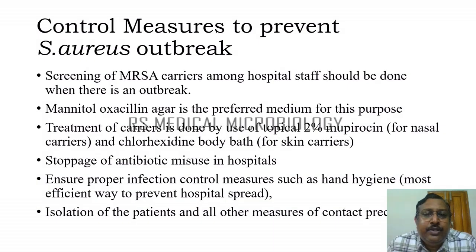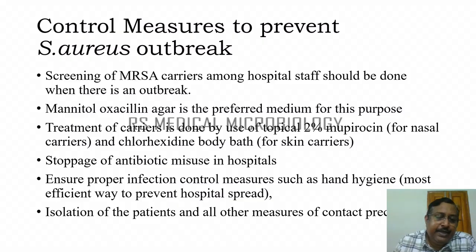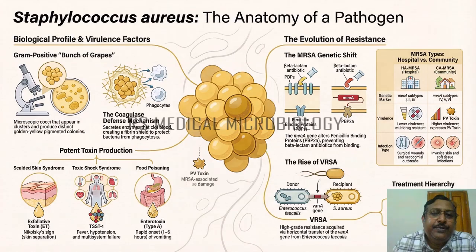Now we look at the control measures. Basically, you have to screen the hospital staff on a regular basis to look for any kind of MRSA infections, especially when there's an outbreak. We can use mannitol salt agar or oxacillin agar for this. For the treatment part, you can think about 2% mupirocin for nasal carriers and chlorhexidine body bath for skin carriers. Try to curtail your antibiotic usage in the hospital, follow proper infection control measures, and also isolate the patients from other patients and use contact precautions.